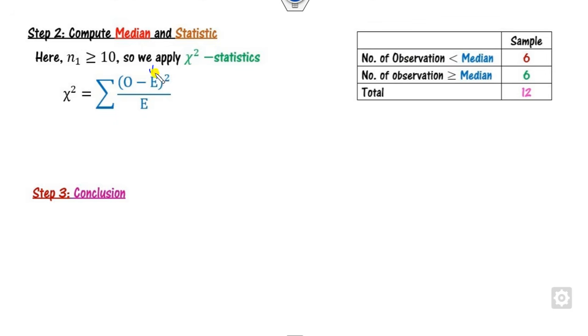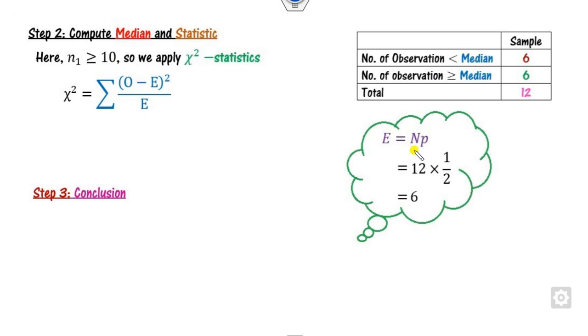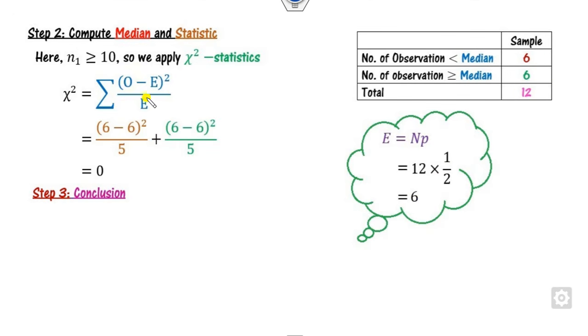How can you find the value of E? That's very simple. You can use the value of E as np. N is the total here. Since there are two cases, the probability is half, because for the median the probability is 50%. So the value of E is here. This is O1, this is O2. So you can substitute the value as 6 minus E. E is 6. Answer is.